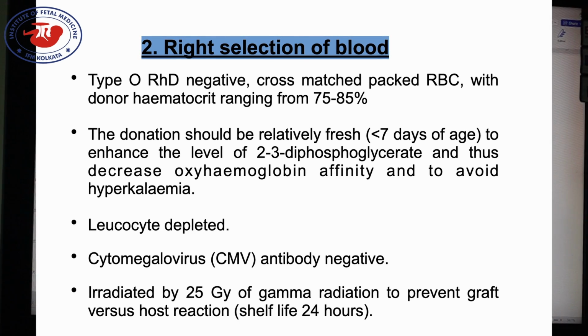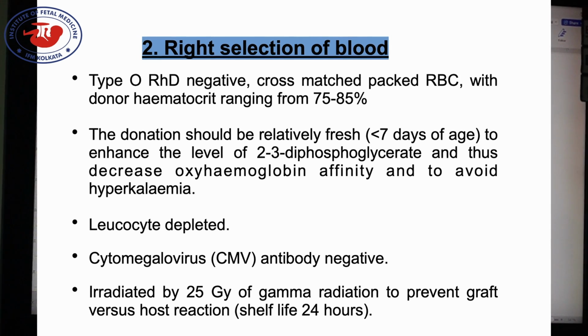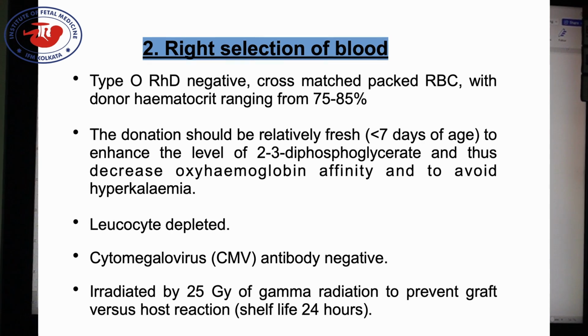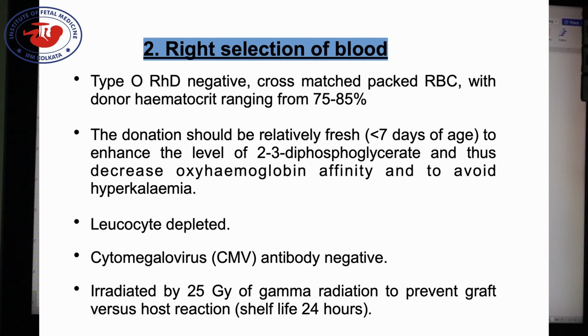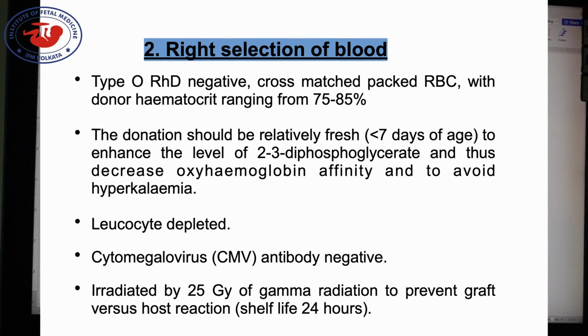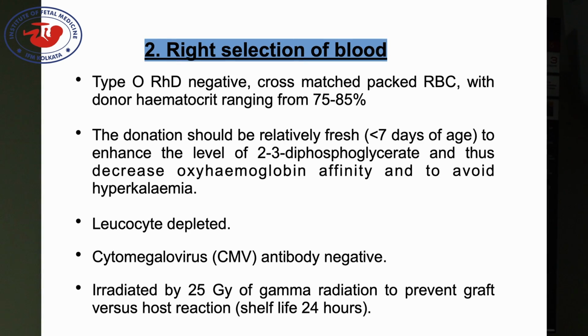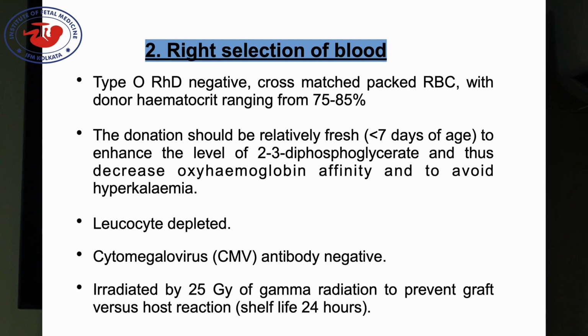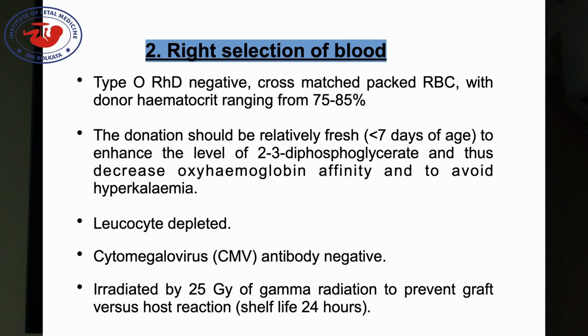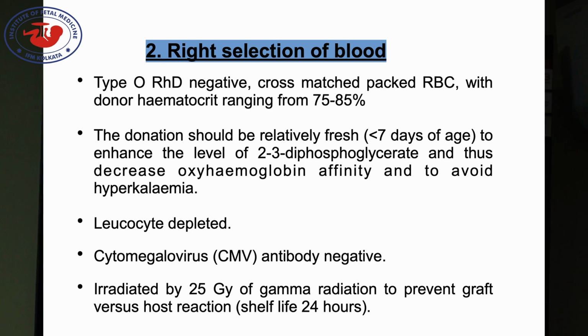Because if it is more than 1 week, this level of 2,3-diphosphoglycerate reduces, and then the quality of the blood in terms of the oxygen affinity and potassium level all drops, which is not desirable. So take it as fresh as possible, and it should be leukocyte depleted. The blood bank does that, leukocyte depletion. CMV antibody negative, and irradiation.